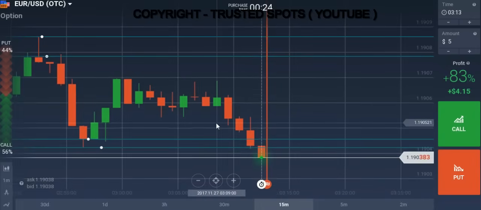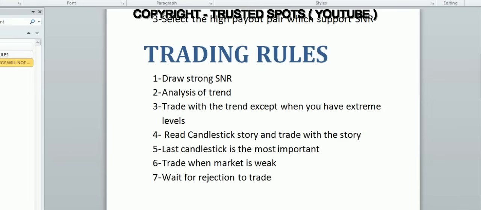But these small rules make your strategy work at a high percentage, like 80 or 90 or 95%. So these small rules together make your strategy work well. So every rule is important. Drawing SNR is important, using them is important, analysis of trend is important, you going with the trend is important, story analysis is important. So we have completed till the fourth rule.